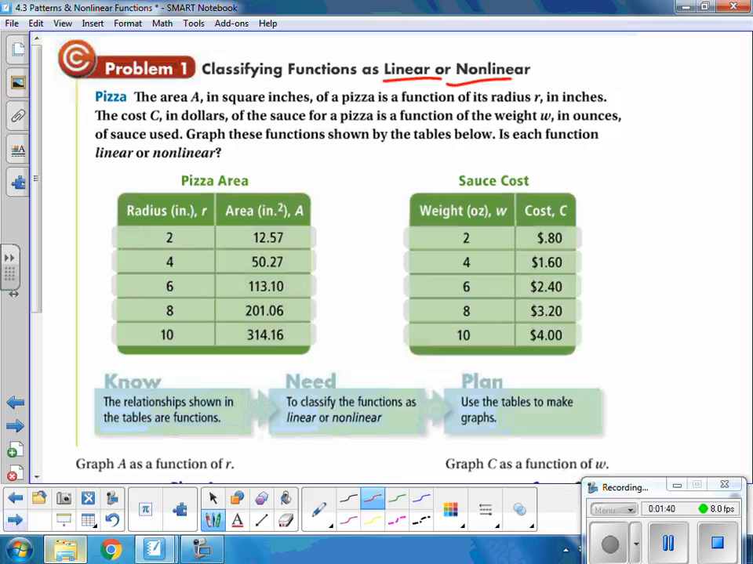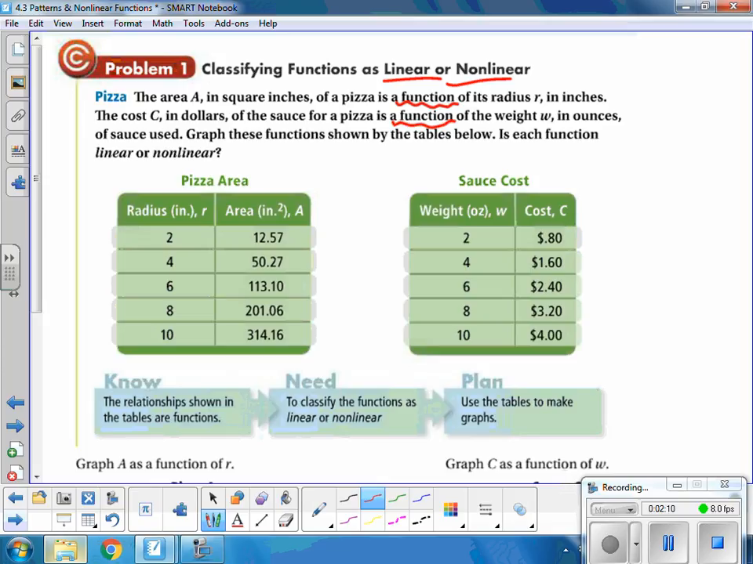The area A in square inches of a pizza is a function of its radius r in inches. That's just saying that these are two variables and there's a relationship happening between them. As one changes, so does the other. The cost in dollars of the sauce for the pizza is a function of the weight in ounces. It's simply saying there's a relationship happening. As one changes, so does the other. That's what's happening with that word function.